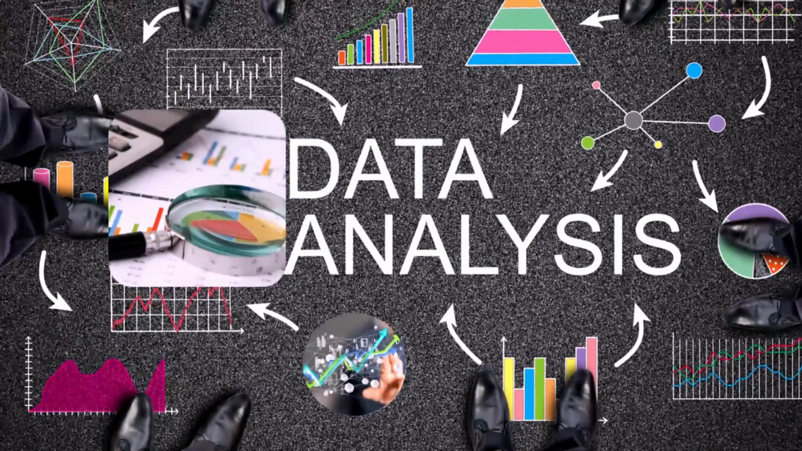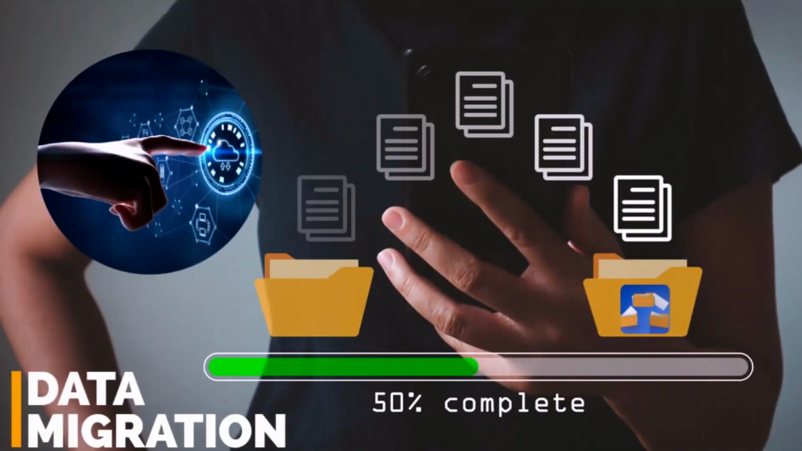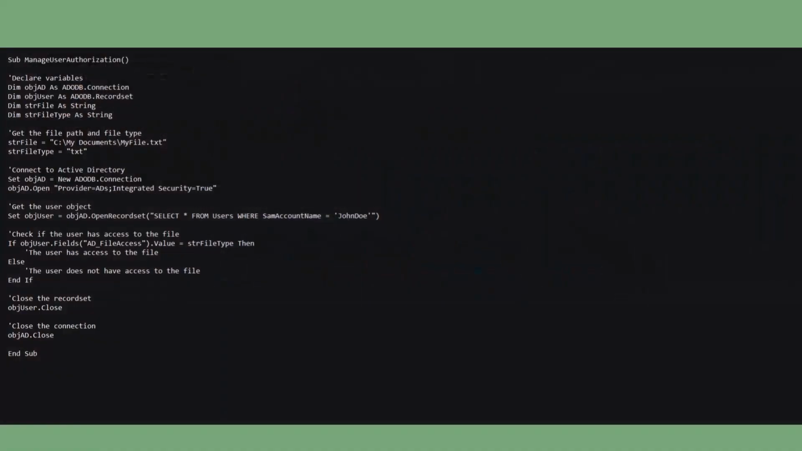Count the number of files in a folder, or file types to determine how many files are being created or deleted over time for data analysis. Count and send an email notification if the number of files exceeds a certain threshold. Track the progress of a data migration by counting the total number of files and each file type that should exist in each folder. Ensure that authorized users have access to certain files with the help of Active Directory and the help of sample code like this.